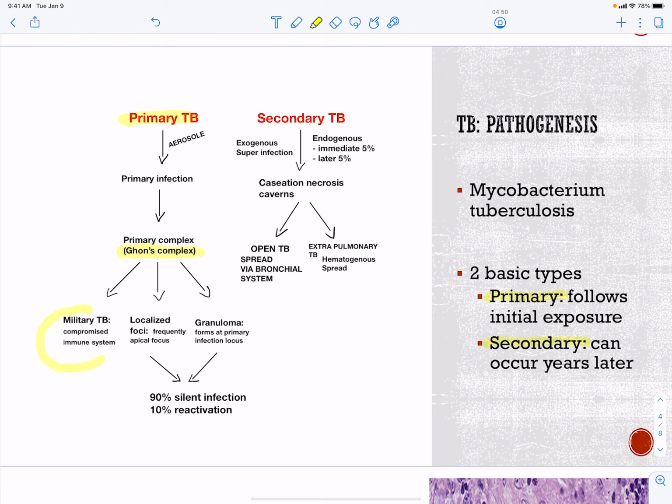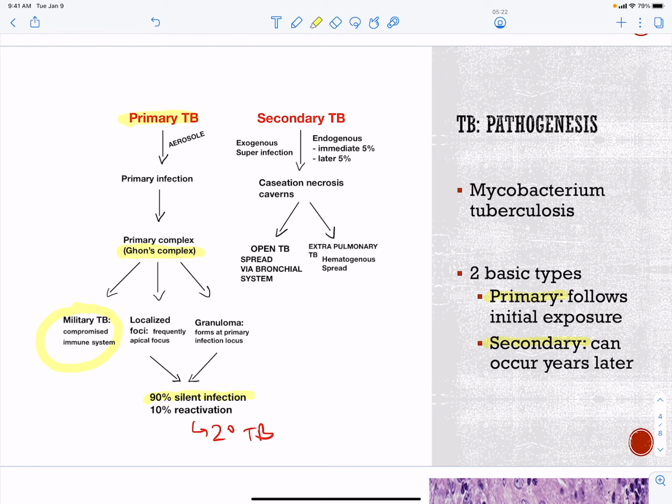If you have an immune compromised individual, you can get dissemination and what's called a miliary TB. Most people, about 90% of people, have what's called a silent infection. And this basically is that they have a localized infection or granuloma that forms at the site of infection, and then this gets under control and the people don't present with any other symptoms. And then 10% will have reactivation to secondary TB.